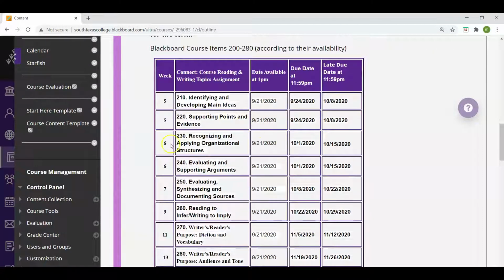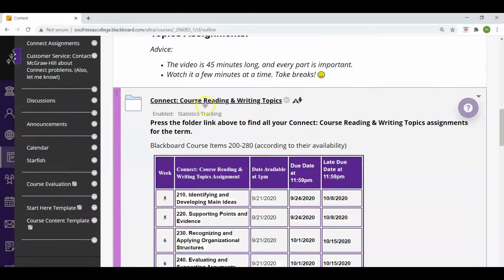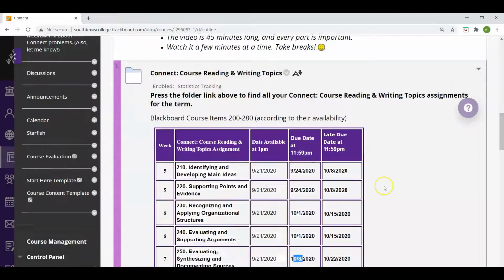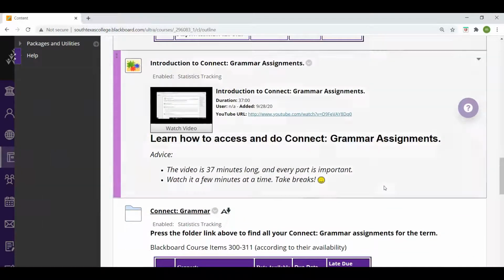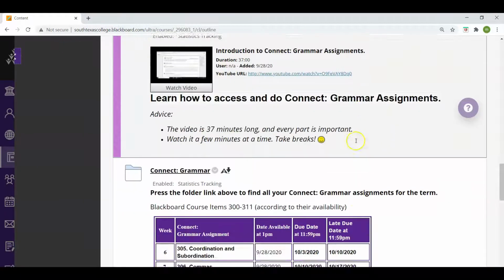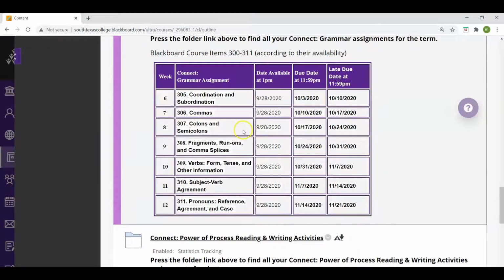And so you'll see that this week, here is the one that's due this week on October 8th, and so on and so forth. You would click in there to get that assignment, but that's not our focus here, right? Then you see the grammar assignments. There's the video for grammar assignments, right? And there are the assignments. And so you can see those became available last week, Monday of last week. And there are their due dates.